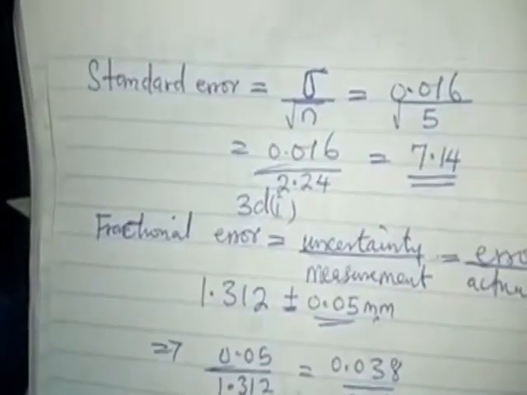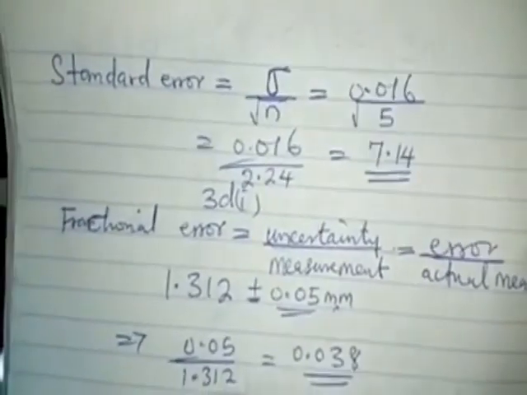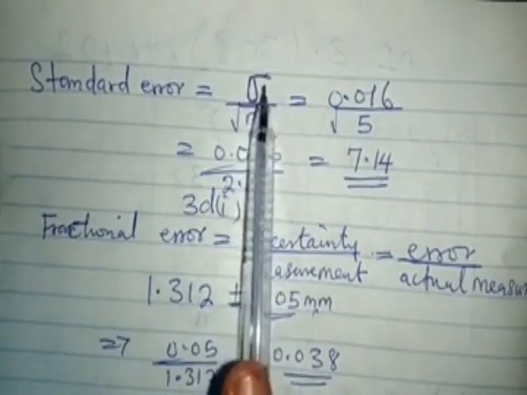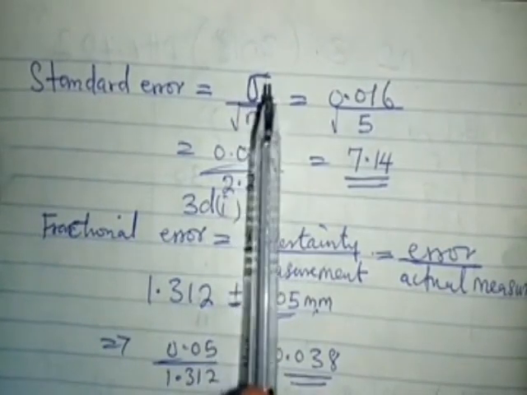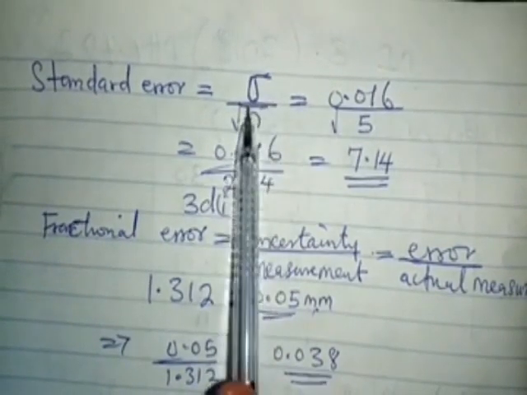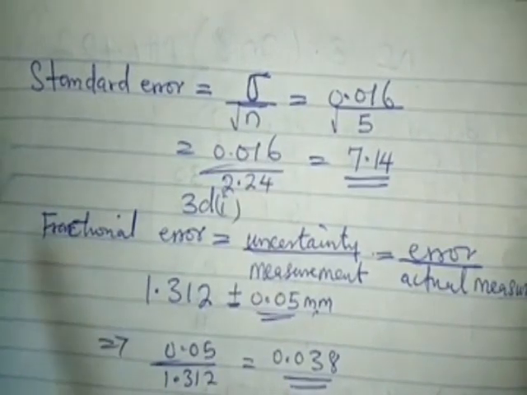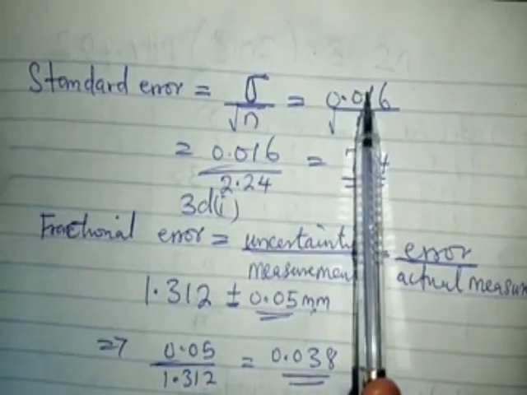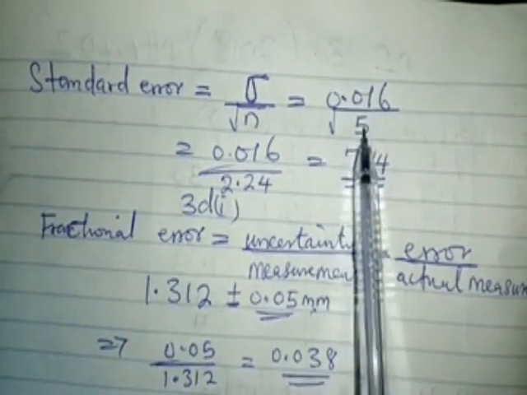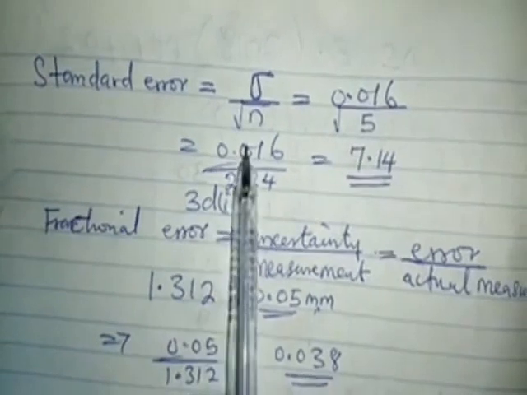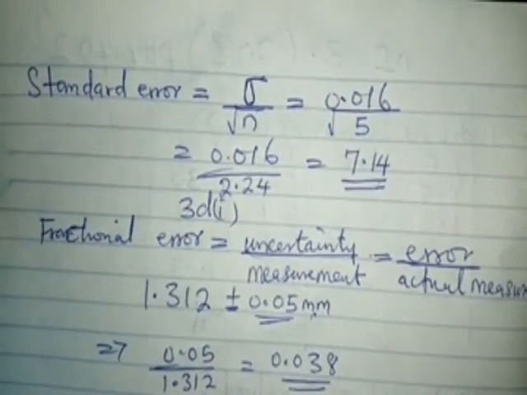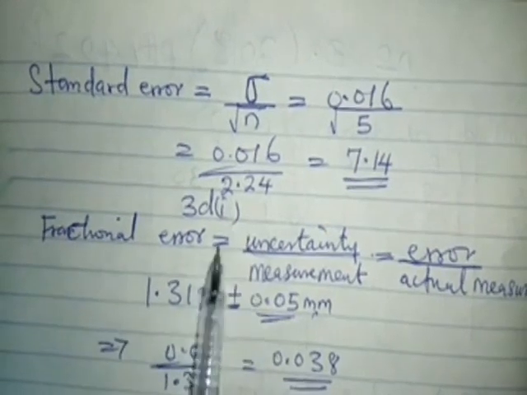The next thing we are asked to do was to find the standard error. And the standard error is given as, this is the standard deviation, which I told you I'm still working on. Standard deviation divided by the square root of the number of values. What I did earlier was just to find standard deviation. So the answer was 0.016 divided by the square root of the number of samples, which is 5. And this divided by this, we have 7.14. All right, this is the fractional error.